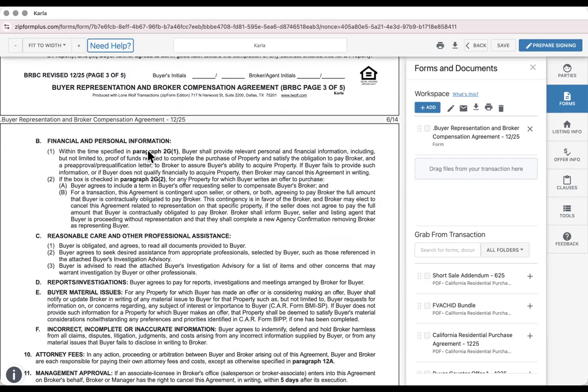Okay, so right here for financial and personal information, this is if the box is checked, but sometimes people do bring this up because they are worried about their financial situation getting out or personal information. But I just let them kind of know, like, hey, wait, what is this?